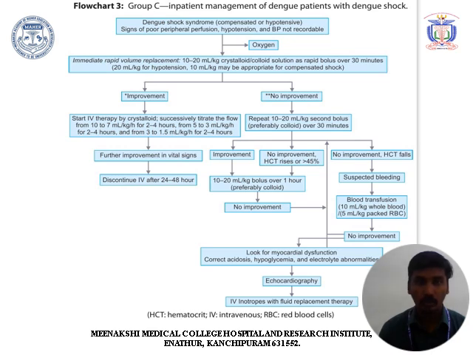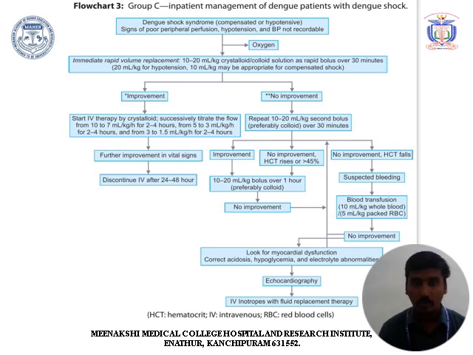If there is no improvement, we should again administer a second bolus of 10 to 20 ml per kg over 30 minutes. If there is improvement, we can reduce to 10 to 20 ml per kg of NS, and then gradually reduce and stop. If there is no improvement and the hematocrit rises, we maintain 10 ml per kg per hour and monitor the vitals. If the hemoglobin falls, hematocrit falls, and the patient is worsening, we have to suspect occult bleeding and then we have to do a blood transfusion.